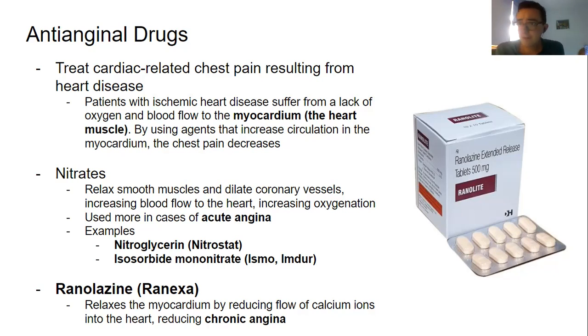We also have ranolazine or Ranexa, and that's for the chronic chest pain that's related to heart disease. It relaxes the myocardium, that heart muscle, by reducing the flow of calcium ions into the heart. So why do we want to reduce the flow of calcium ions? Well, calcium ions affect the strength and rhythm of any sort of heartbeat, because an influx of calcium makes muscles tense up.